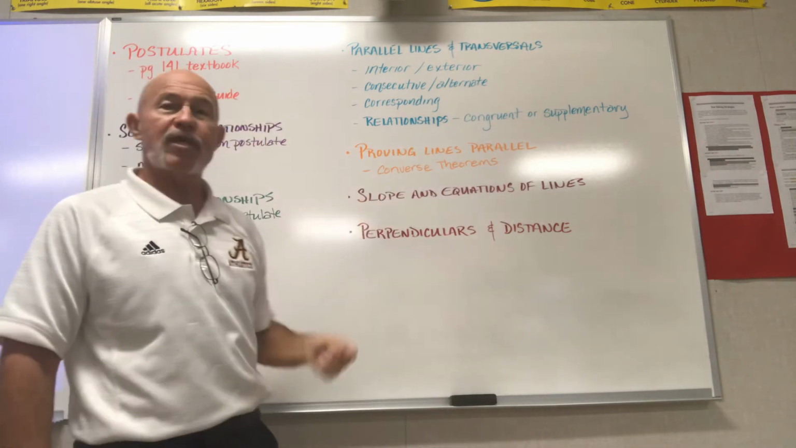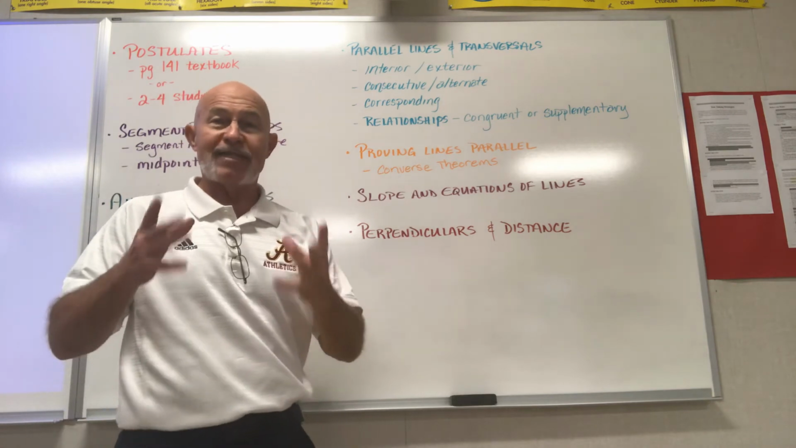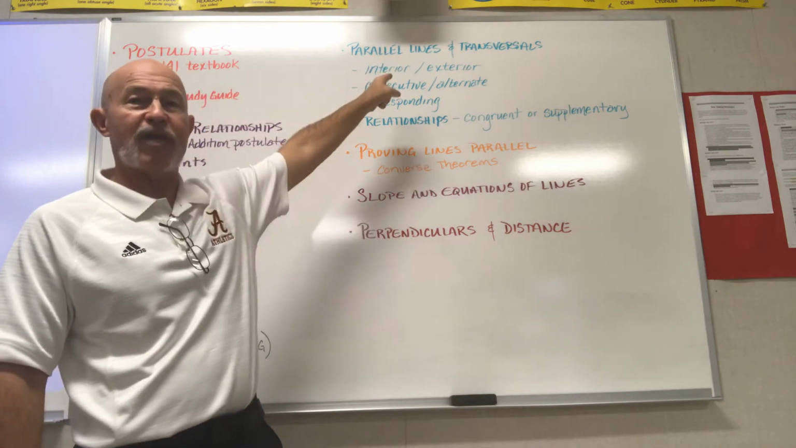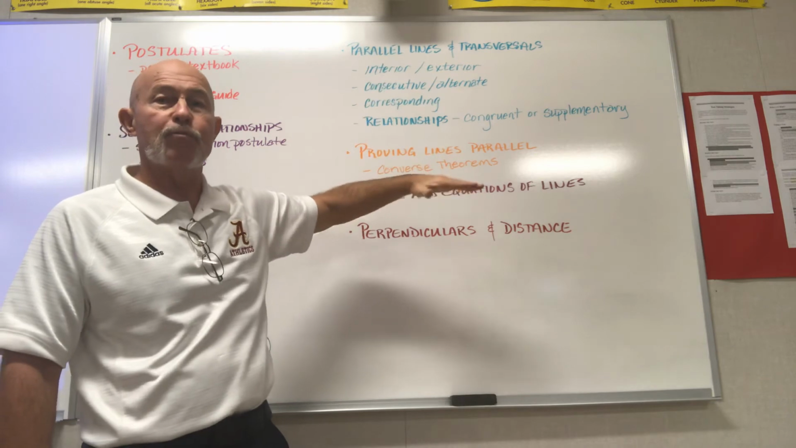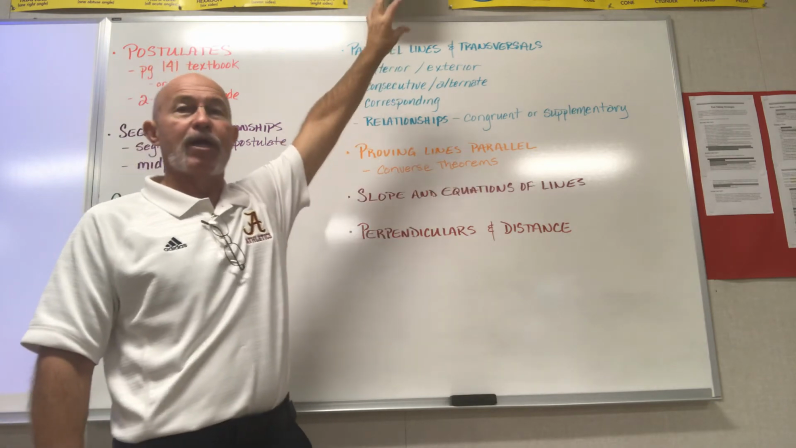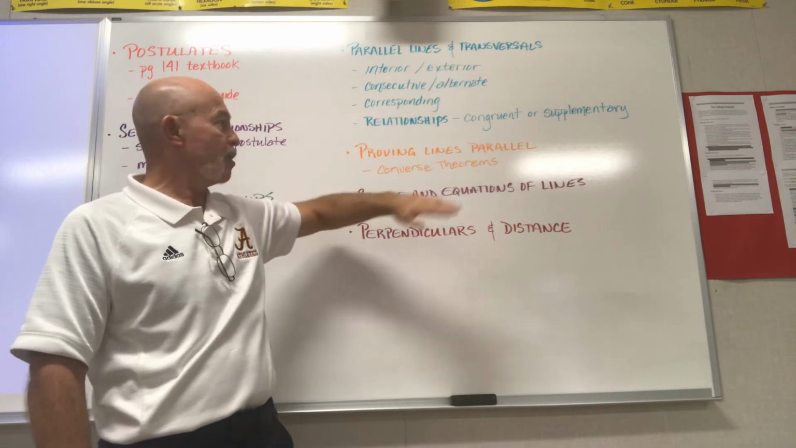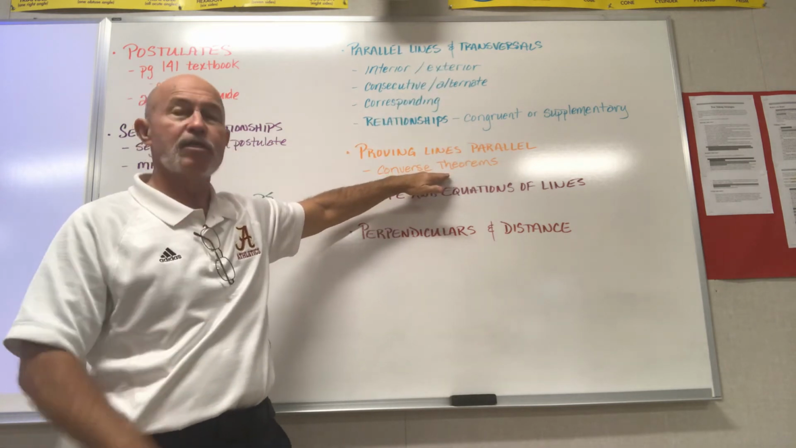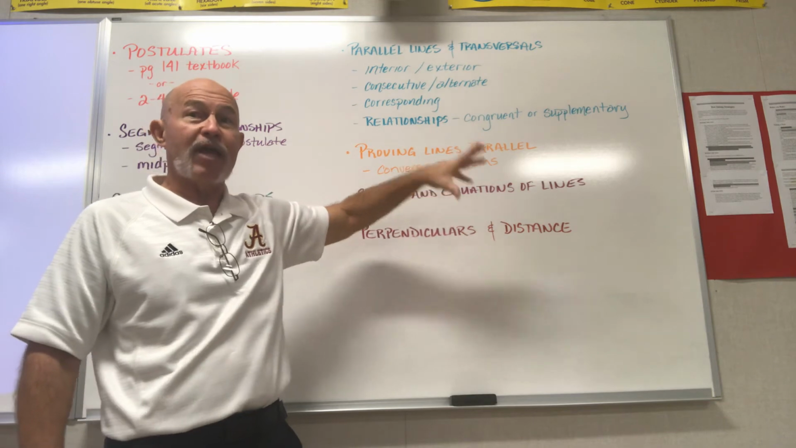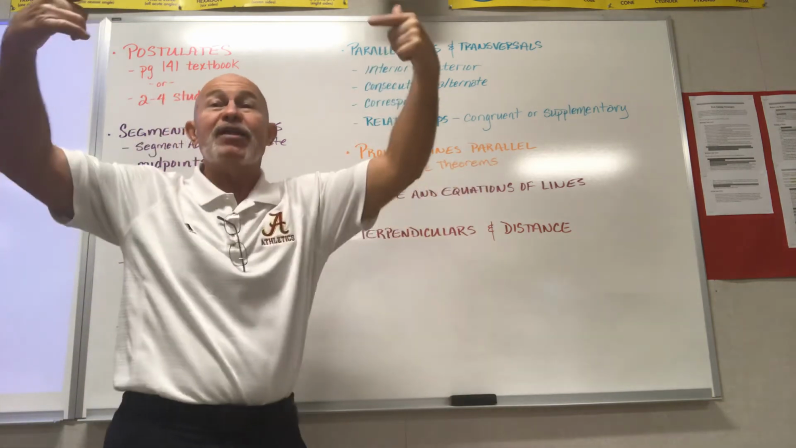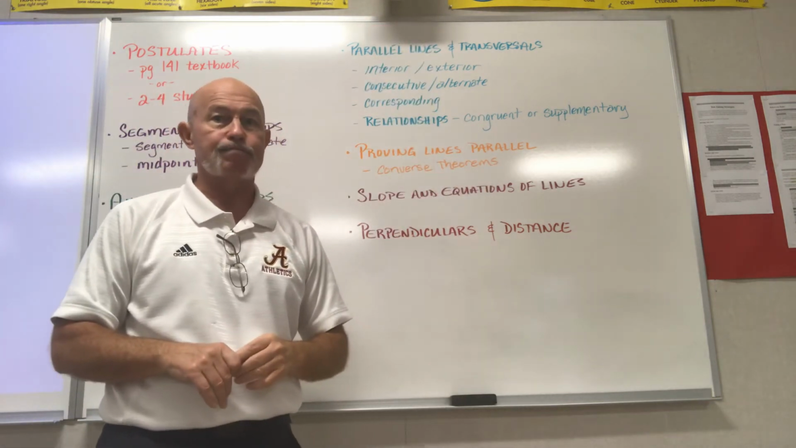Okay? Proving lines are parallel. In this case, we use the angles to prove parallel. Okay? Remember, if parallel lines, then these are the angle relationships. The opposite, or converse, okay? If angles have this relationship, then the lines that form them must be parallel. Okay?